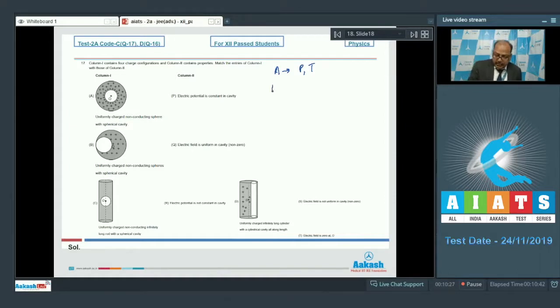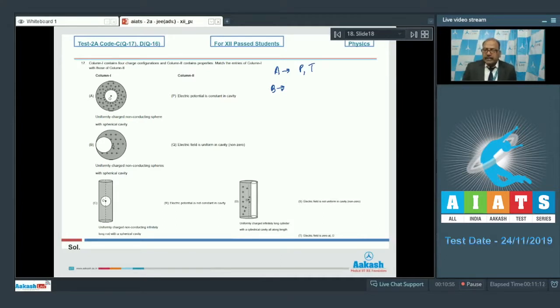Let us look at B now. There is a spherical cavity in a uniformly charged non-conducting sphere, but this is not concentric with the sphere itself. The cavity is not concentric with the sphere itself.